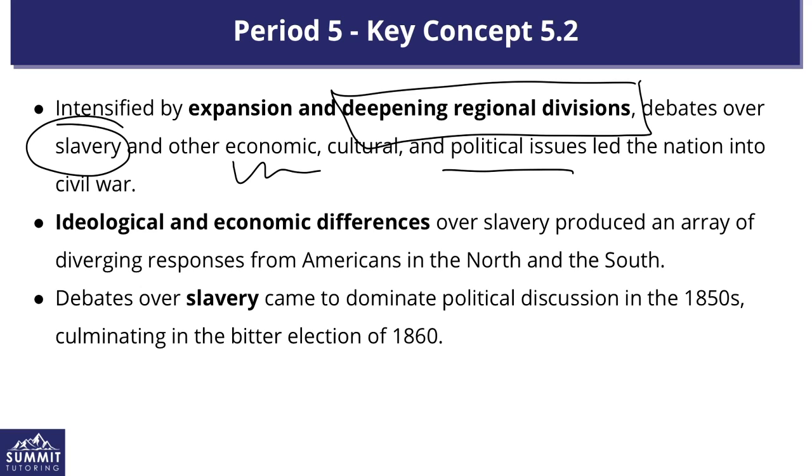And those ideological and economic differences over slavery are going to produce so many different responses from the Americans in the North and the South as well. And those responses are going to look different. And that's what we know is going to tie us into the Civil War, these different ideas between the people in the North and the people in the South that are going to create the intense conflict. And debates over slavery came to dominate political discussion in the 1850s, and that's going to really lead to a bitter election in 1860.